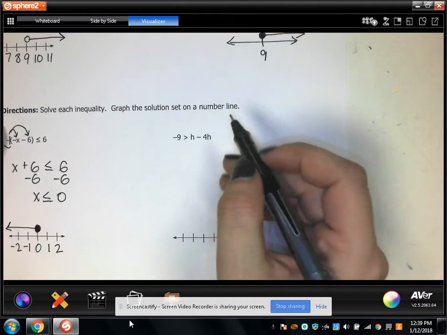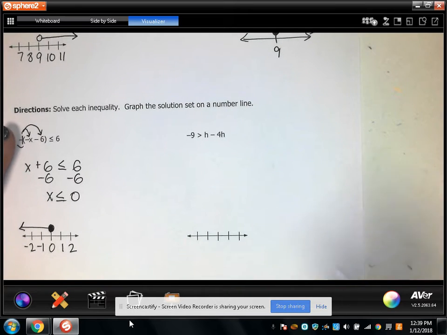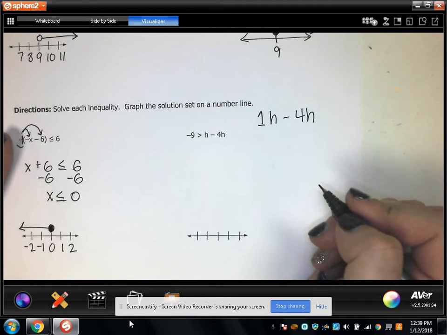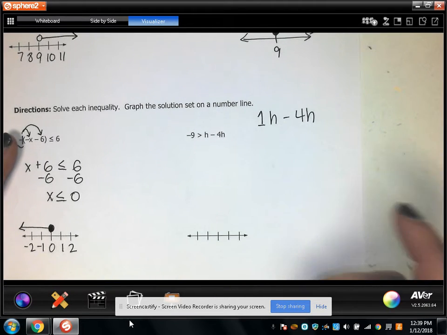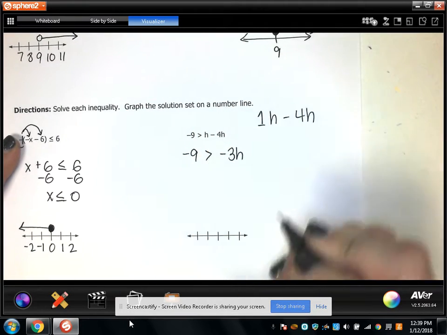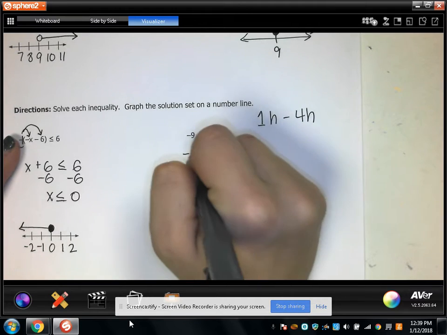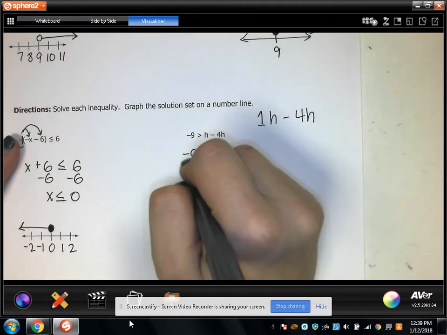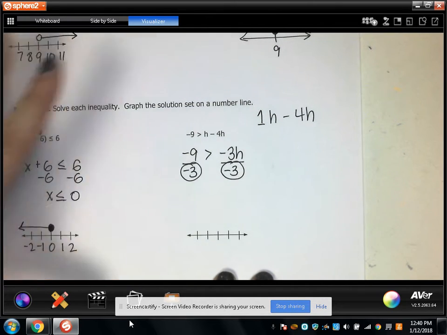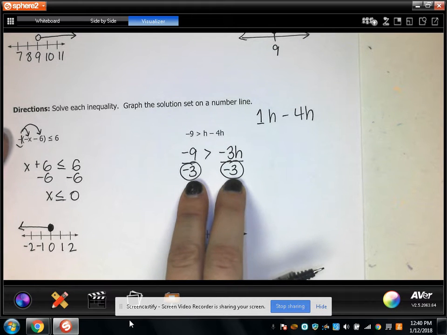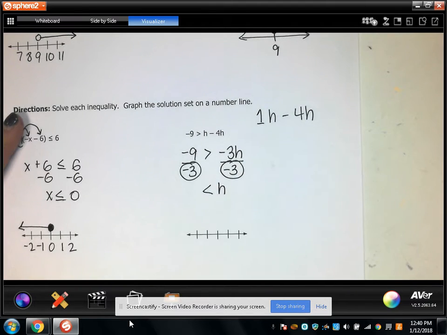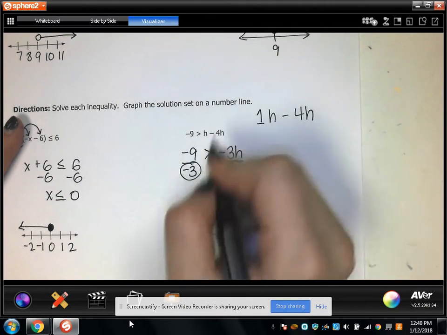And lastly, -9 is greater than h minus 4h. Now, h minus 4h is the same thing as saying 1h minus 4h. And 1h minus 4h is -3h. So I'm going to rewrite this as -9 is greater than -3h. Then I'm going to divide both sides by a -3. Now, careful, if you divide both sides of an inequality by a negative, you have to reverse the inequality symbol. That happens whenever you divide by a negative or whenever you multiply by a negative. So I'm going to reverse the inequality symbol. And -9 divided by a -3 is a +3.